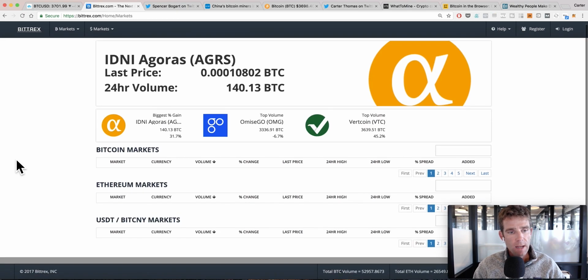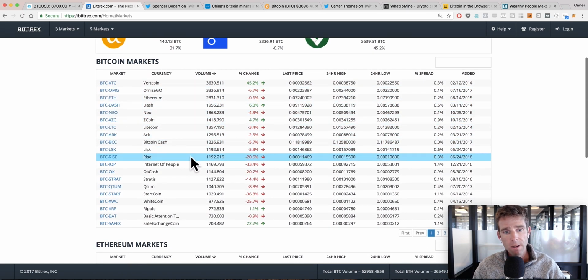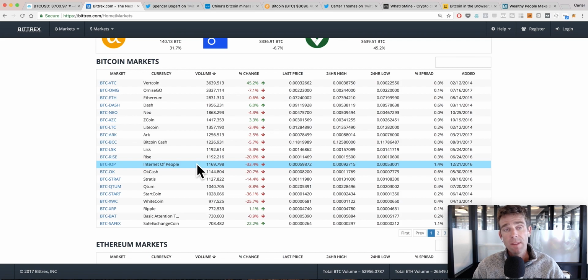Other than that, everything else is really kind of following Bitcoin at this point. There's just been a lot of ups and downs, a lot of things being moved around. You've seen a lot of pumps.